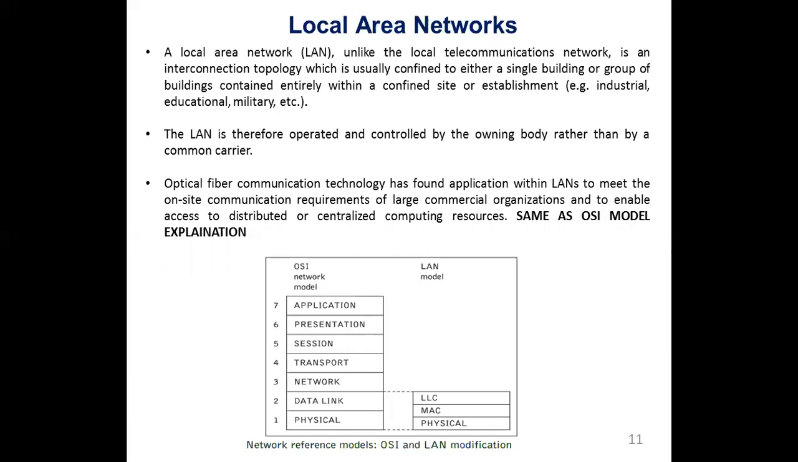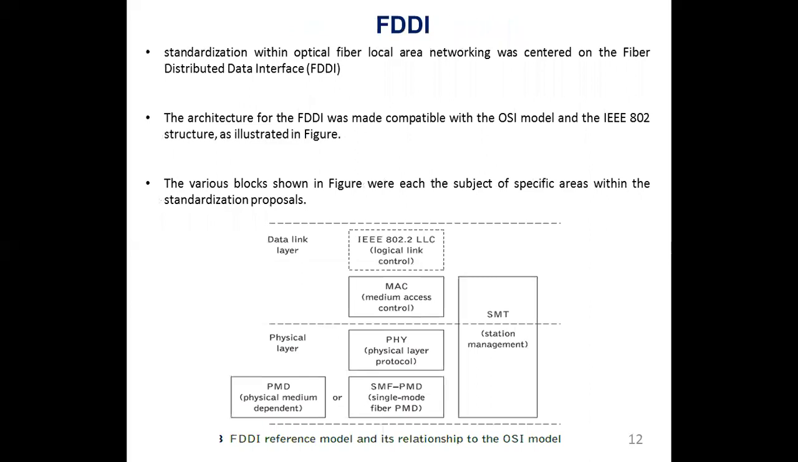In fiber communication technology, LANs will meet the communication requirements of large commercial organizations and will enable access to distributed or centralized computing resources. And as I said, they will use the OSI model, which has been explained in detail previously. One of the aspects of the LANs is the FDDI, which is the Fiber Distributed Data Interface, and the architecture of it was made compatible with the OSI model. Therefore, you can see that the FDDI has basically the same structure as the OSI model, and this comes under the IEEE 802 structure. And the various blocks will be subject to specific areas within the protocol.